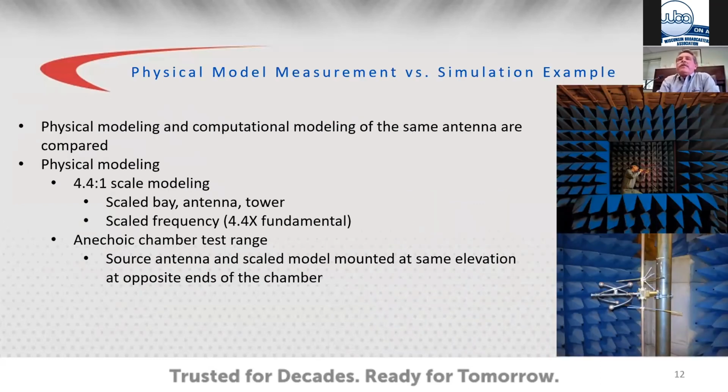So what I'd like to do now is take a look at a comparison between a range measurement and simulation. For this comparison, the physical model is done at the 4.4 to 1 scale. The bay itself, the antenna, the tower, as well as the frequency, all scaled. And the pattern is measured in an anechoic chamber with the source antenna placed at one end and the antenna to be measured placed at the other end.